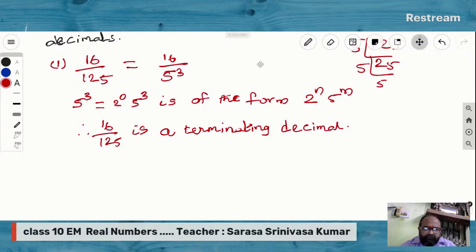So first, let us discuss this. So the given problem 16 by 125, x equal to p by q form.